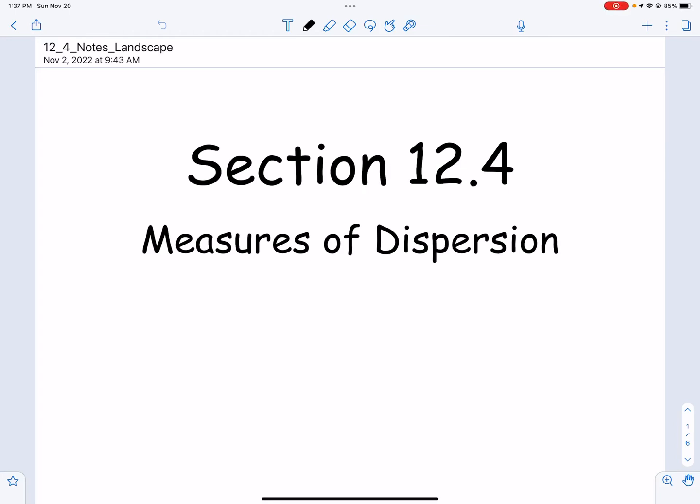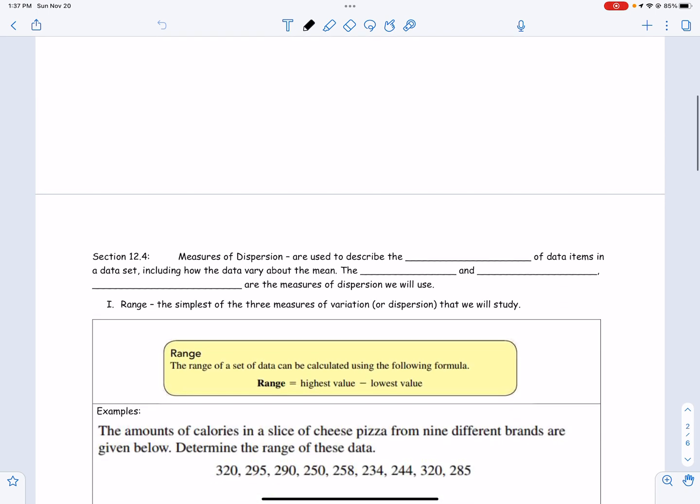All right, this is Math 103, and we're going to be talking about measures of dispersion, where 12.3 talked about measures of central tendency, and we were looking for that middle point. Measures of dispersion, we are looking for the variability or the spread of the data, okay?